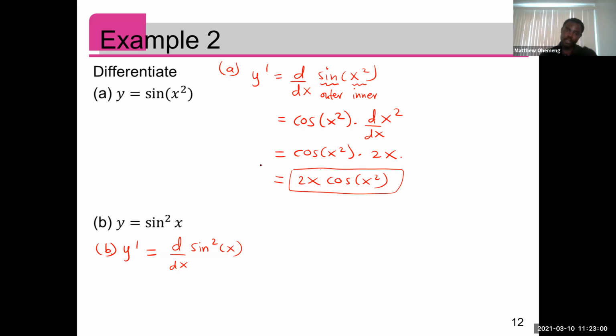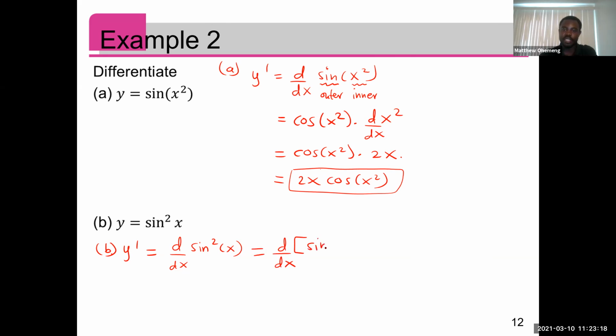Well, for this one, I think I see at least two ways you can do this. You can look at this as a product, right? Because sine squared x is the same as sine of x times sine of x, and then you employ the product rule. But since you're dealing with a chain rule here, I would like to use a chain rule approach. But you're not going to be wrong if you use a product rule.